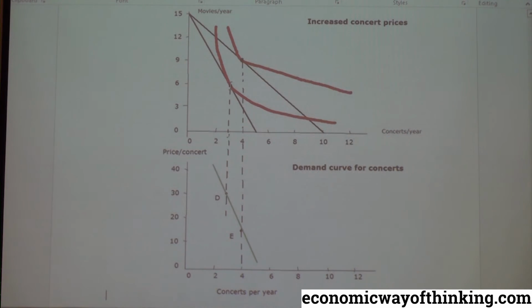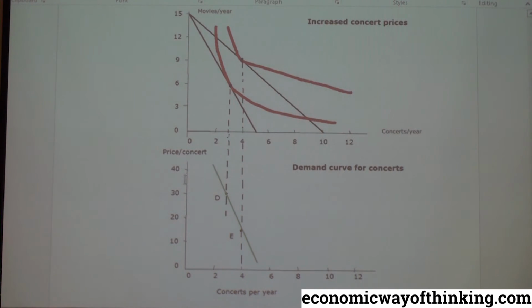So now let's project these two points on that graph. You see, when the price of a concert increases, you will be willing to attend fewer concerts. So at price 15, you're attending 4 concerts, and at price of 30, you will be attending 3 concerts. So let us plot that information on that graph.